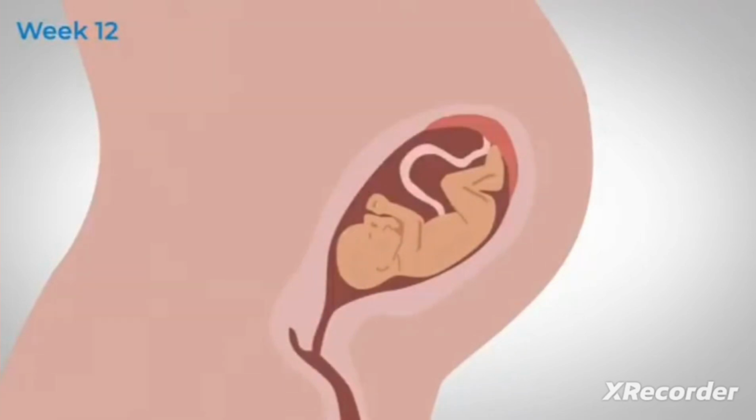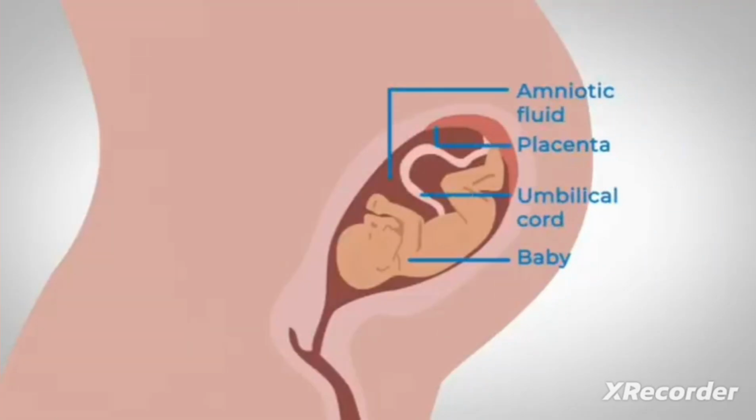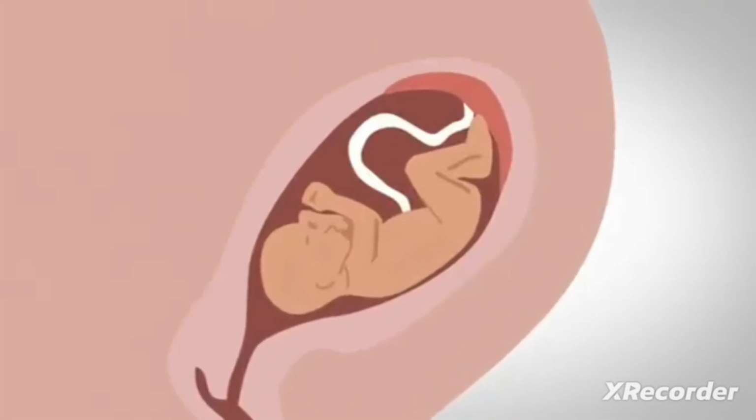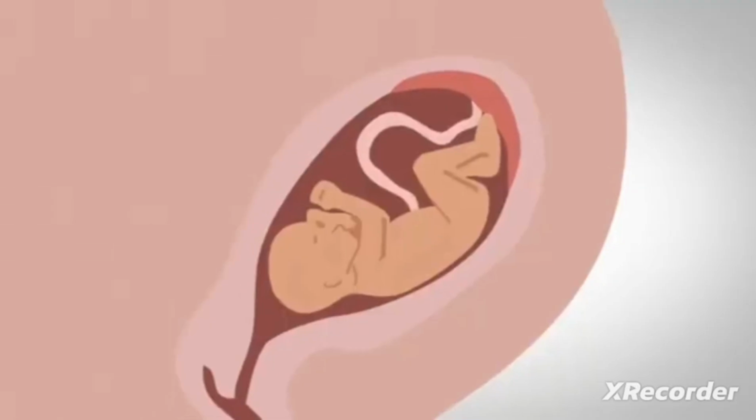Your baby's eyes are still closed. Its ears are forming. Here you can see the baby's umbilical cord, the placenta, and the amniotic fluid. The umbilical cord connects your baby to the placenta. This is how your baby gets oxygen and nutrition, and how waste such as urine is removed.